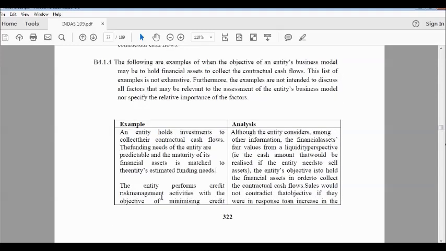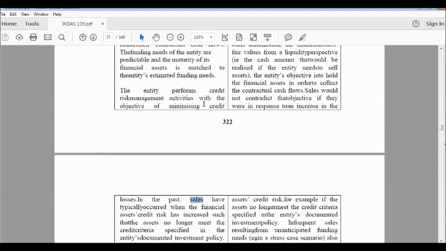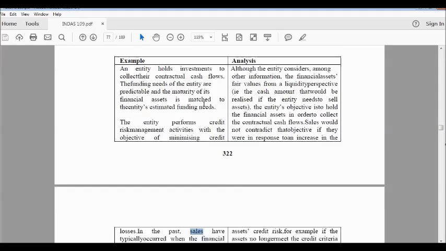So in this example, you are holding the investment to collect the contractual cash flow, but you also sell down the assets, because when you are in a position where you have doubt, because that asset is no longer generating a good return, you also often sell down those assets. So the analysis of this is like that.